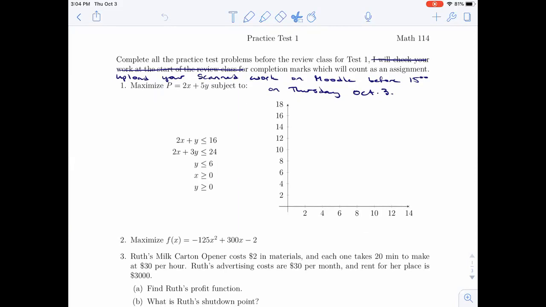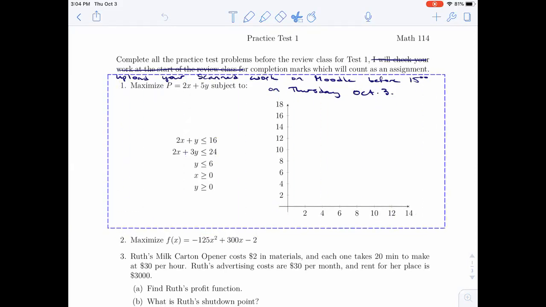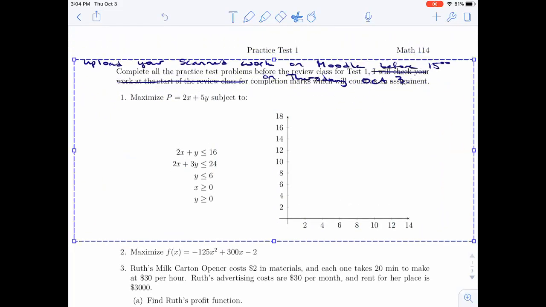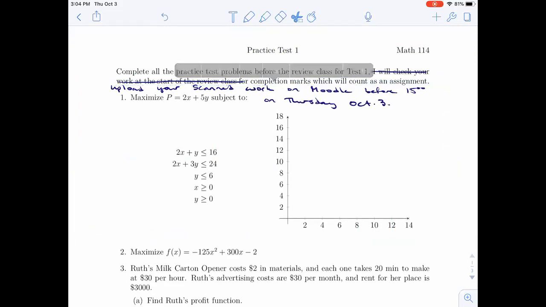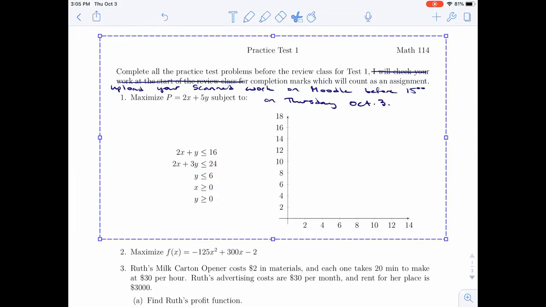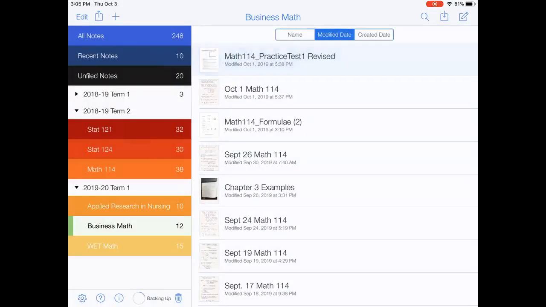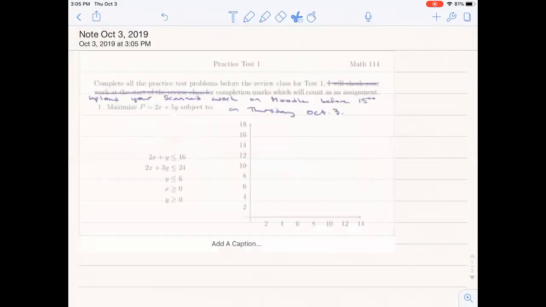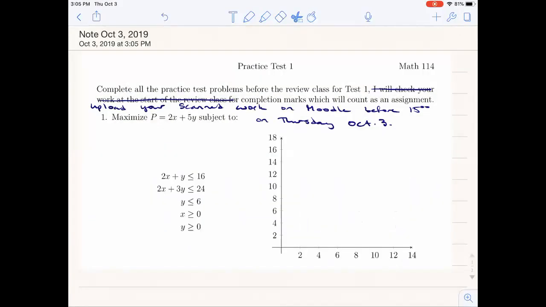So let's go through here. And I'm just going to copy this. Oh, I guess. Oh, come on. So now we're doing the solutions. All right.